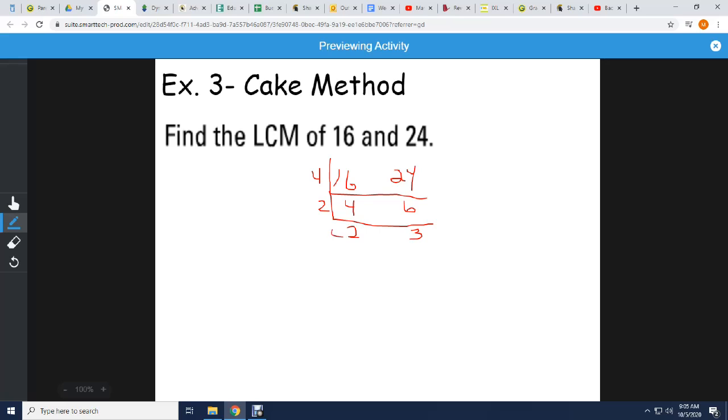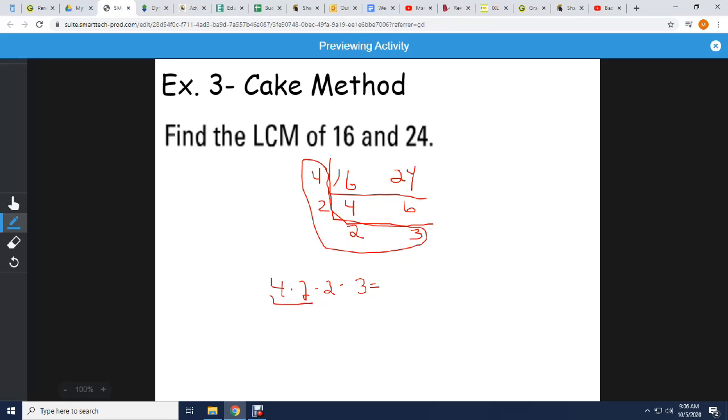6 divided by 2 is 3. Now I know I'm done. I can't do anything else with that layer of cake. I can't believe I just did that. Let's just erase that. I'm gonna fix that up. Alright, so now here's the L, right? We look at these numbers here. And now I'm going to do 4 times 2 times 2 times 3. If I multiply all that together, I'll get the least common multiple.